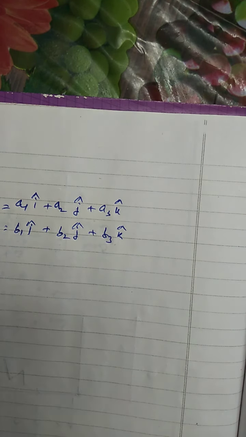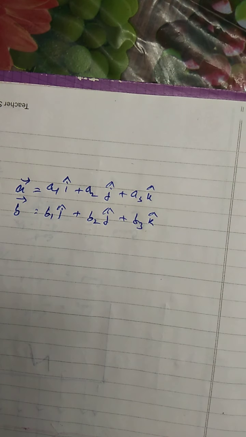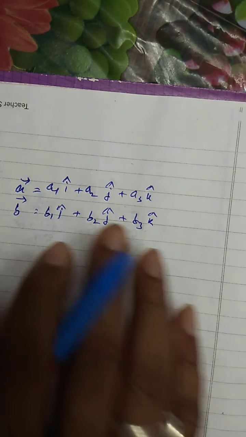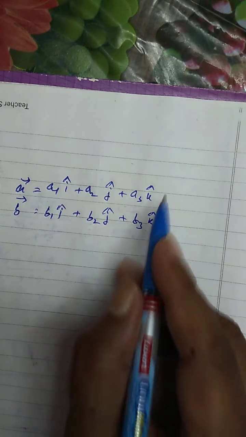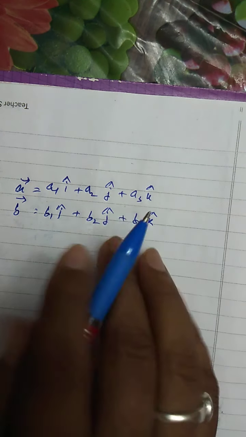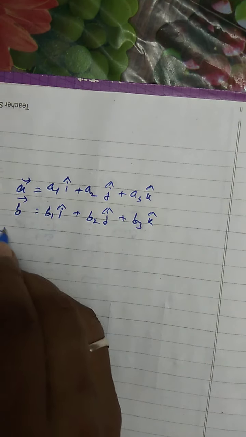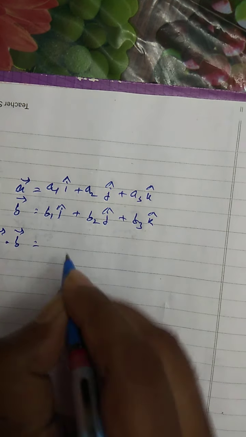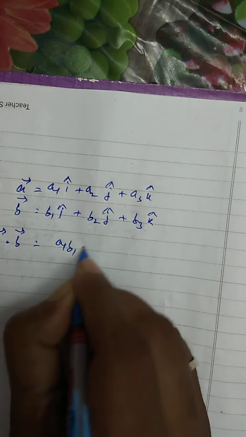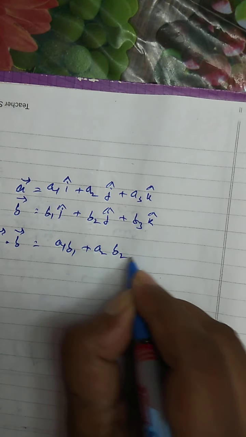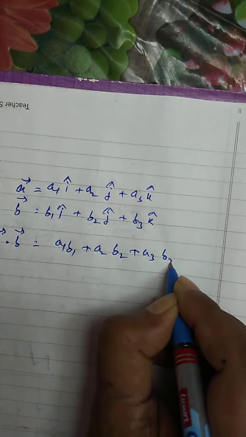And here we need not record any angle between them. We can find the angle between these two vectors by using a formula. And A dot B is going to be A1 B1 plus A2 B2 plus A3 B3.